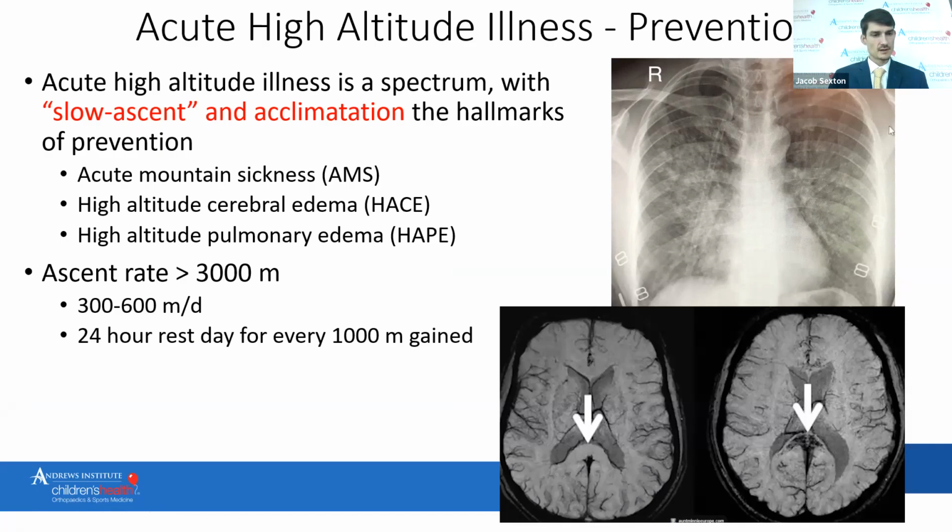The ascent rate that predisposes you to acute mountain illness is an ascent greater than 3,000 meters, or greater than 300 to 600 meters per day at levels above 3,000 meters. One way to help prevent this is taking a 24-hour rest day for every 1,000 meters gained, in order to allow acclimatization at those current elevations.